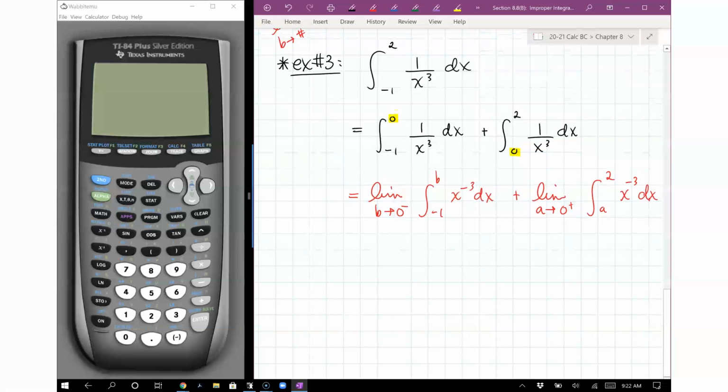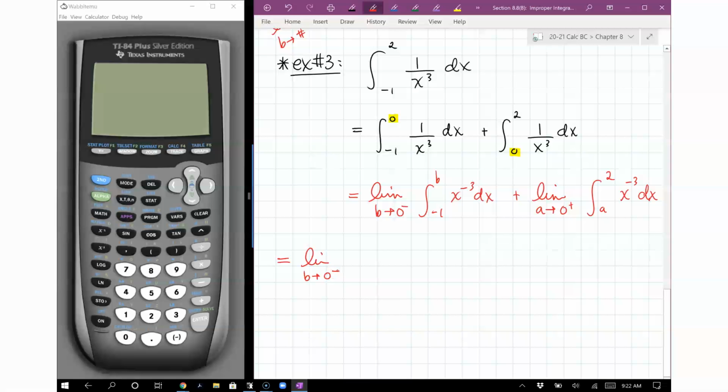Okay, so let's do our integration and stuff like that. It's going to look a little weird because I'm trying to save a little bit of space for my calculator to actually be seen, so I'm going to move it back a bit. So this is the limit as b approaches 0 from the left.